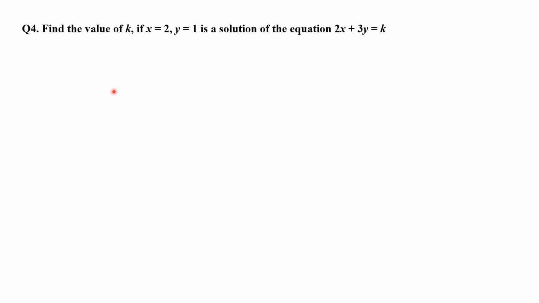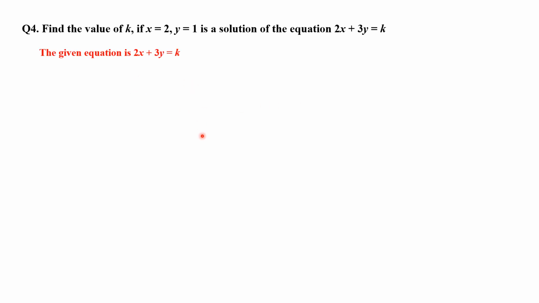Now question number 4. Find the value of k if x equal to 2 and y equal to 1 is a solution of the equation 2x plus 3y equal to k. Now just now we have solved such type of question, isn't it? If this is the solution, it means it will satisfy this equation. So you have to just put the value of x as 2 and y as 1 in the given equation and you can get the value of k.